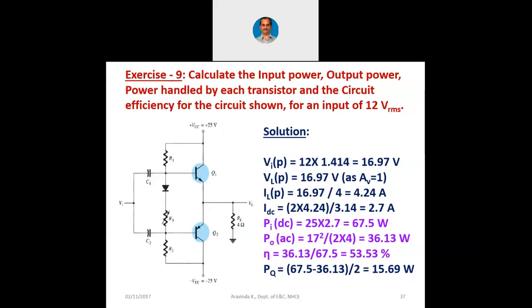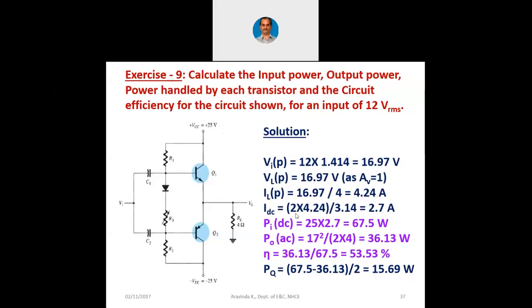That is the idea here. So VL peak is the same as VI peak, that is 16.97. We have obtained VI peak by multiplying the RMS input by root 2. Root 2 is 1.414. Now IL peak is what? IL peak is 16.97 divided by 4 ohms. Here the resistance is given. The peak value of voltage at the load divided by the resistance is 4.24 amps.